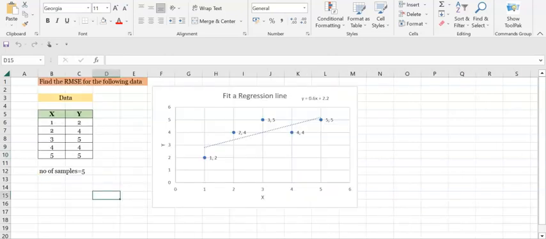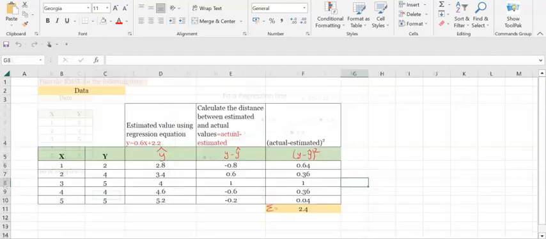Let us calculate the RMSE value using the given data. Here we have two columns, x and y. X is an independent variable and y is a dependent variable. The number of samples is 5. Let us first fit a regression line for the given data. So we are getting y equal to 0.6x plus 2.2, where 0.6 is the slope and 2.2 is the y-intercept.